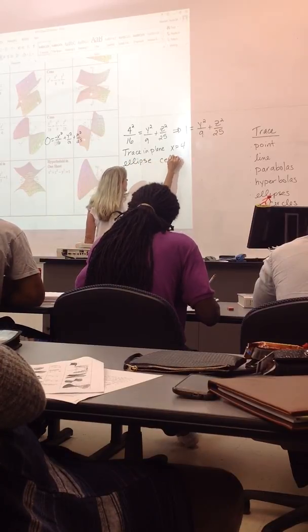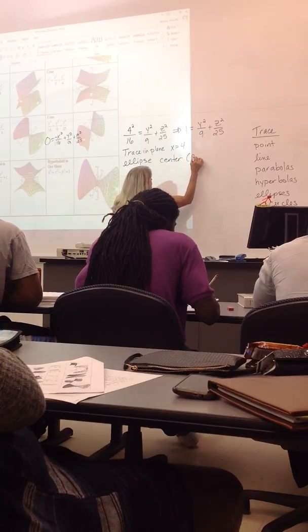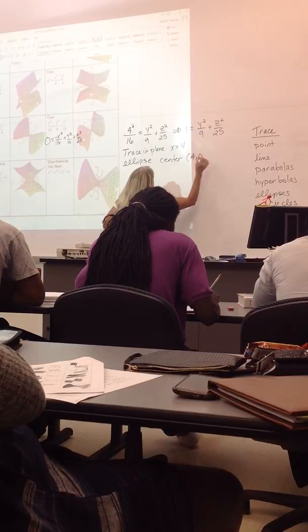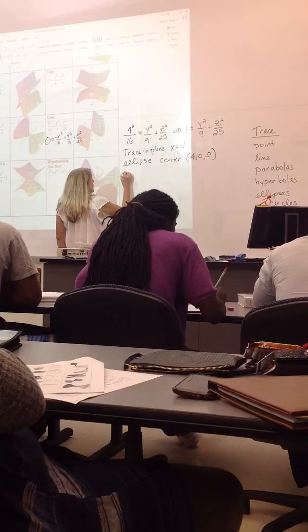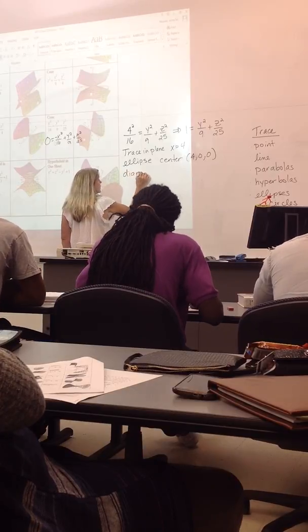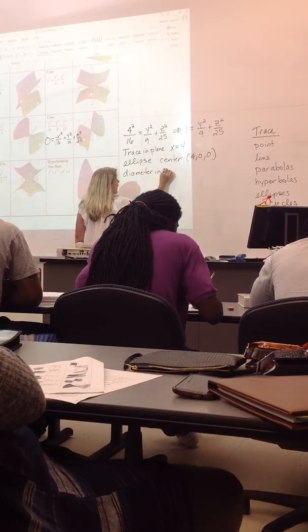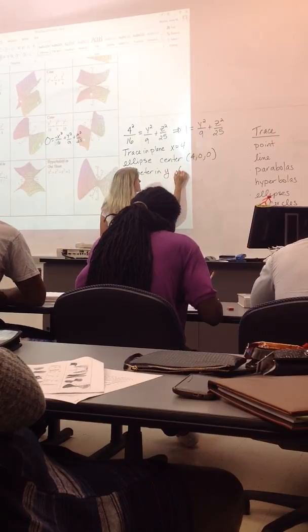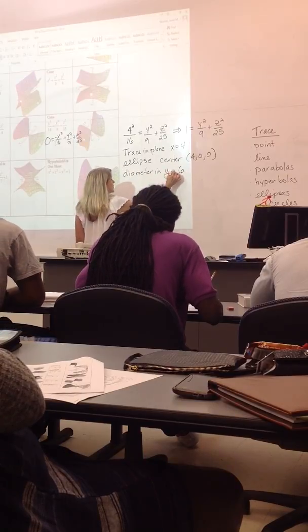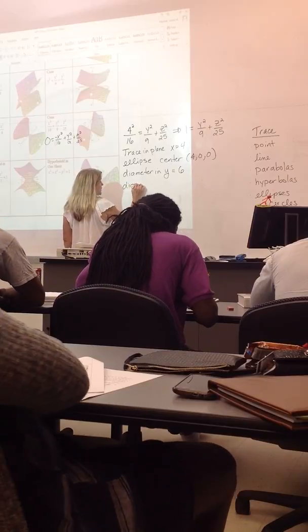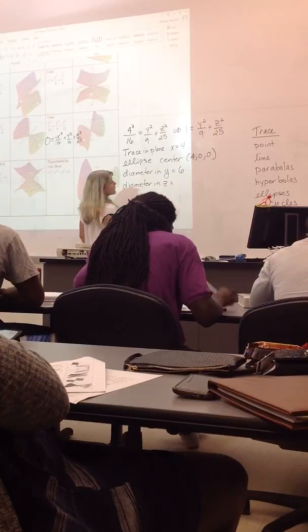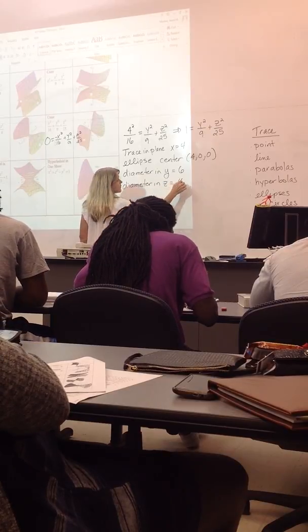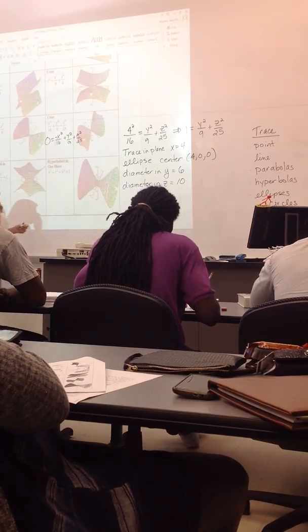The center of the ellipse is, well, it's technically (4, 0, 0). And my diameter in the y direction is 6. My diameter in the z direction is what? 10. Okay, I took the square root of the 25.